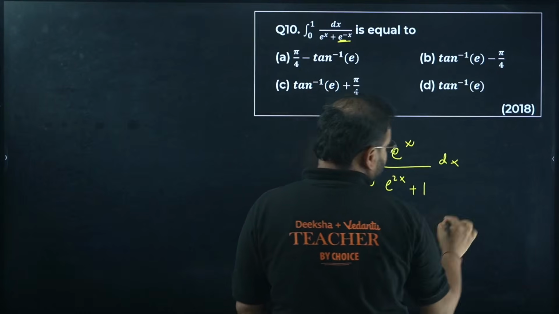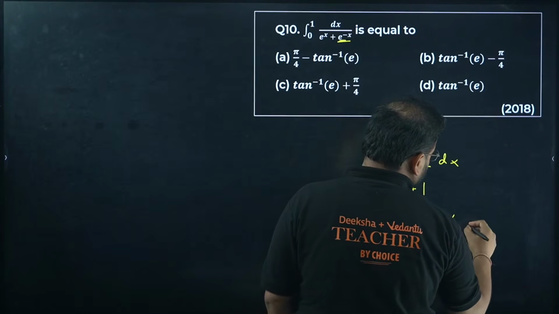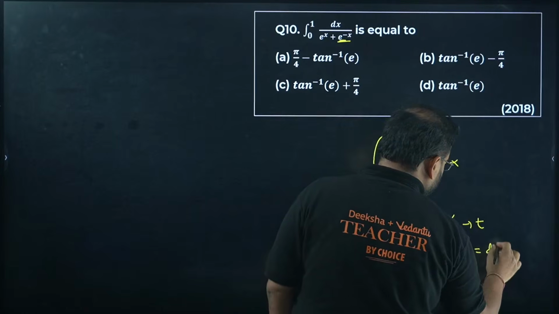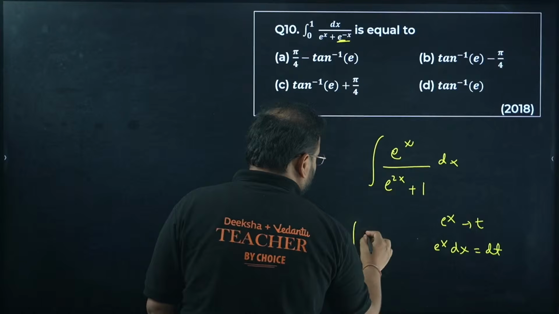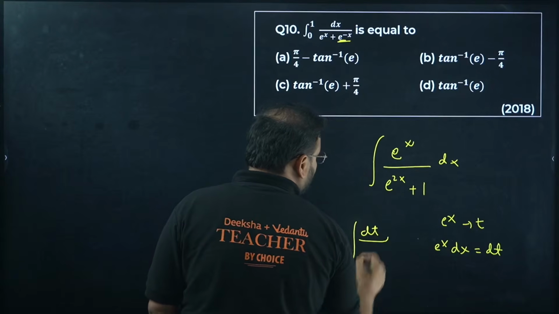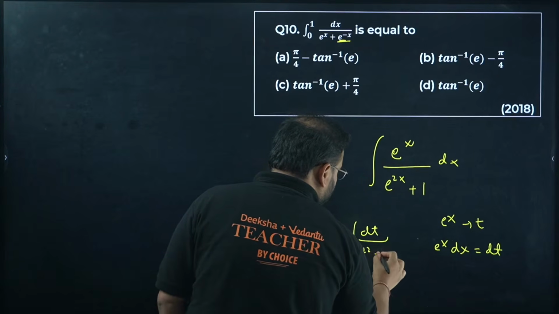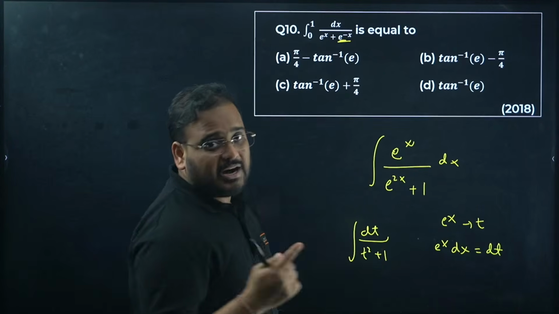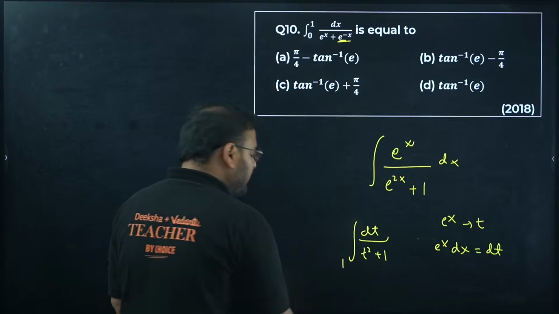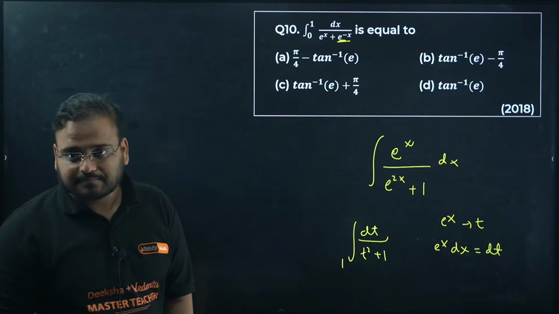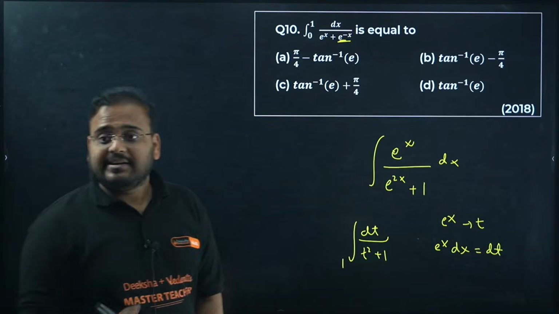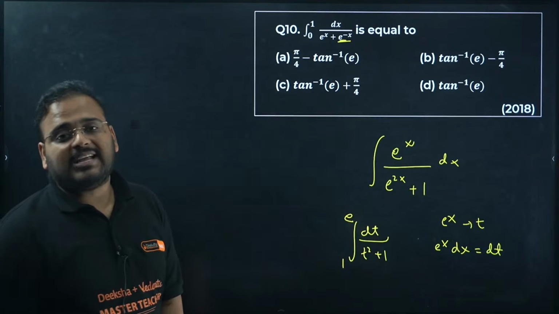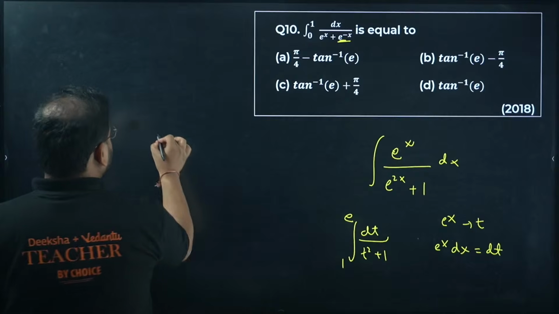Forget about the limit right now. When you take e power x as t, you'll get e power x dx as dt. Check this out. You'll have this as dt. This will become t square plus 1, and the limit will change. When x is 0, e power 0 is 1. And when x is 1, e power 1 will become e. Integration of 1 upon t square plus 1 is tan inverse.